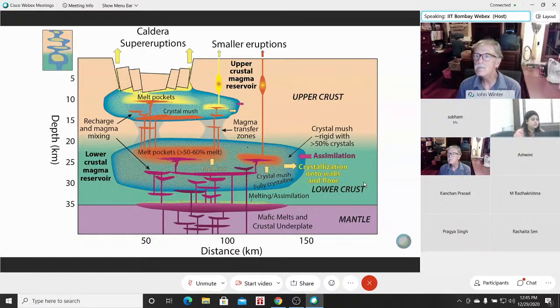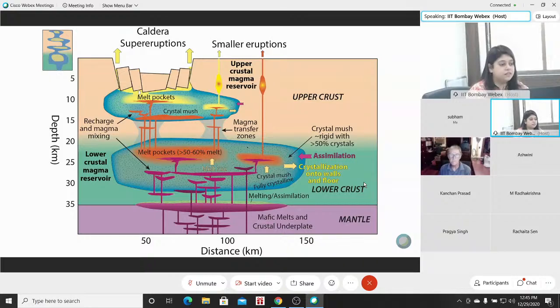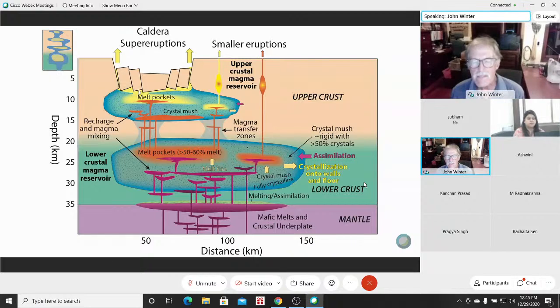Okay, thank you, sir. Sir, there is another question. Suppose we want to model or visualize the geographical extent of the original magma chamber. Can you share your approach about how to begin such work? If you wanted to model the geographical extent of the original magma chamber.